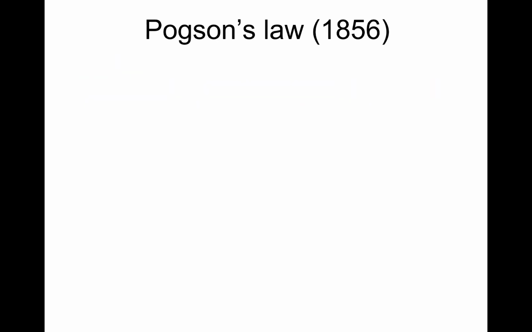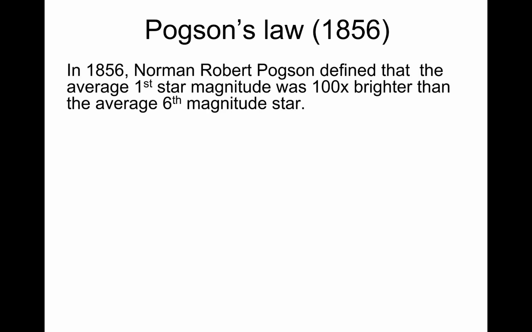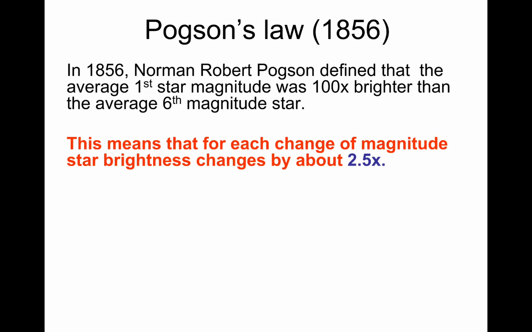And then moving on, specifically Pogson's law, 1856. So he extended on this work. In 1856, Norman Robert Pogson defined that the average first magnitude star was 100 times brighter than the average 6th magnitude star. So what this means is that for each change of magnitude, the star's brightness changes by about 2.5 times. On the specification, it's 2.51, but 2.5 will obviously suffice. And 2.5 to the power 5 is about 100.